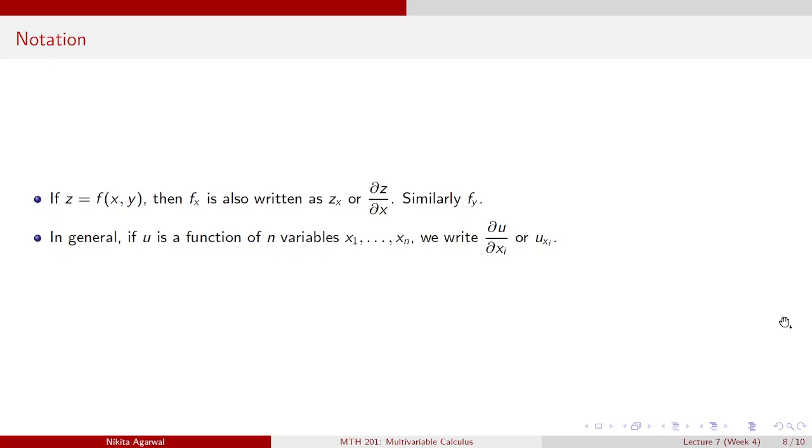A notation. If z is equal to f of x, y, then f sub x can also be written as z sub x and del z del x. Similarly, fy can be written as z sub y and del z del y. So these are some other notations that we might use. In general, if u is a function of n variables, x1 through xn, then we can use del u, del xi, u sub xi and so on.